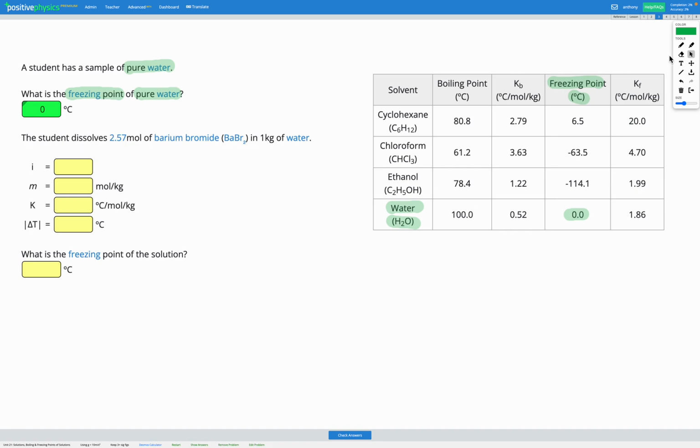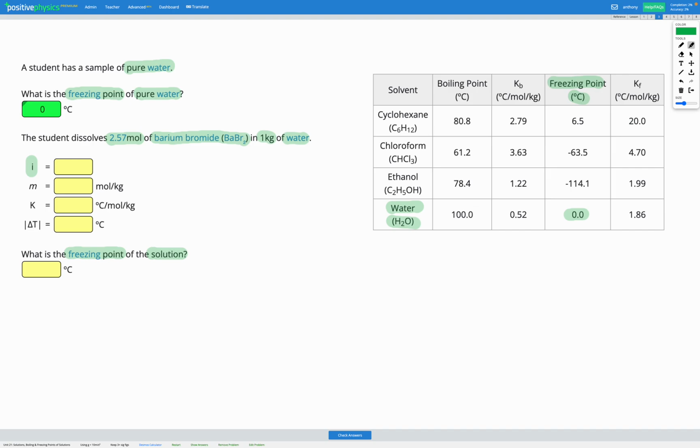Next, we're told that a student dissolves 2.57 moles of barium bromide, BaBr2, in 1 kilogram of water. And our goal is to figure out the freezing point of the solution. So when things get dissolved in pure substances, it changes the freezing and boiling points. So these are all the factors that are going to affect how much that changes by.